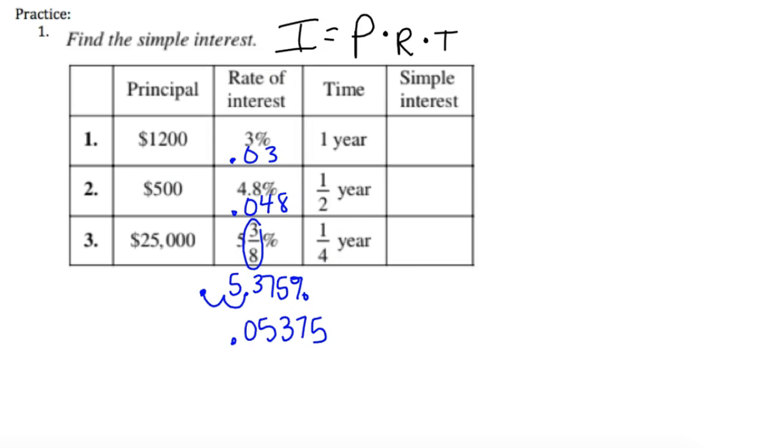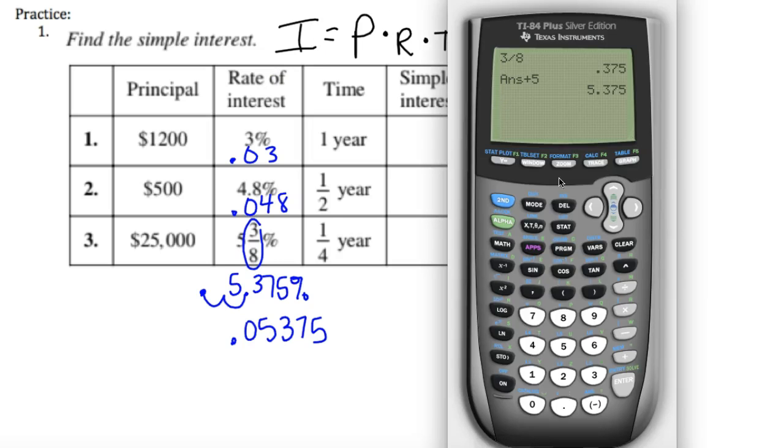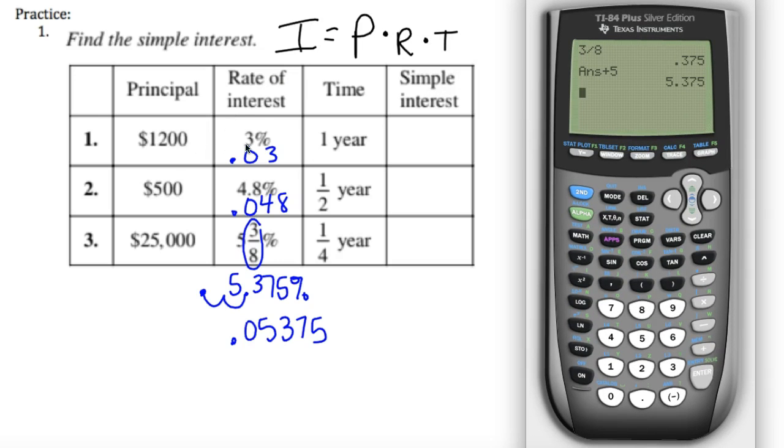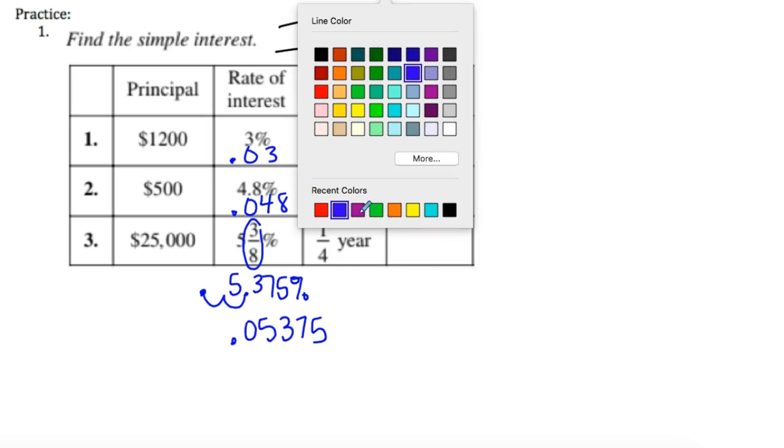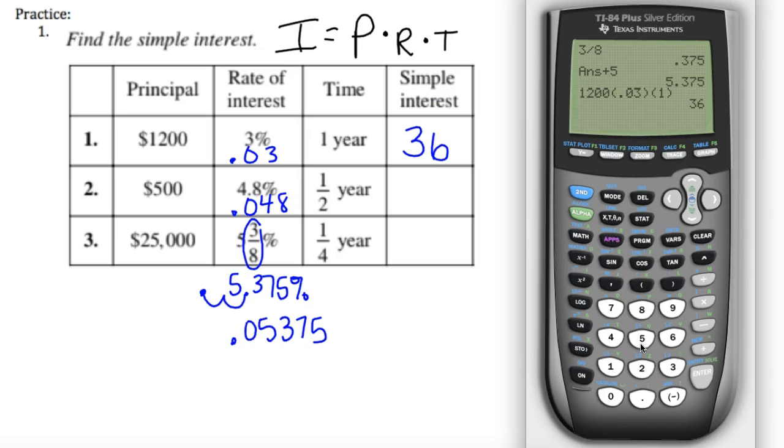Okay, so to calculate my interest on each one of these, I'm going to multiply all of them. So I get 1,200 times 0.03 times 1. My simple interest is $36. Next one, $500 at 4.8% for 1/2 a year. 1/2 as a decimal is 0.5. If you don't remember that, you can put those in parentheses. So we get 12.